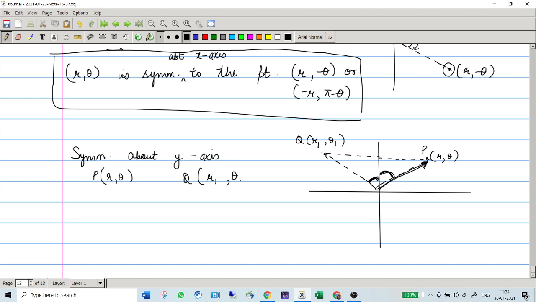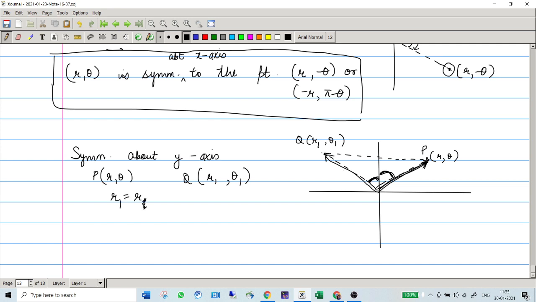You want them to be equal, right? You want P to be symmetric about the y-axis, symmetric to the point Q. If you want these to be symmetric, it means the number of units you travel from the origin to reach the point P should be the same as the number of units you travel from the origin to reach the point Q, right? This is just about the number of units you are traveling. Direction we will talk about for sure, but the number of units is going to be the same, right? So R is going to be the same as R1.